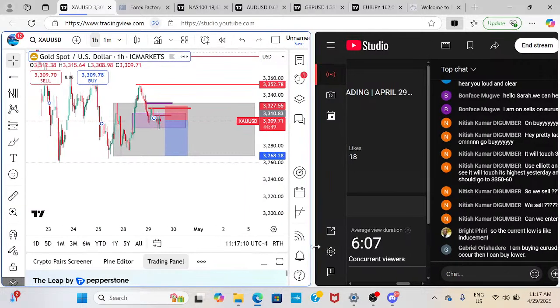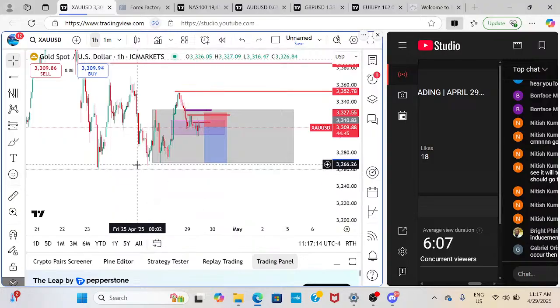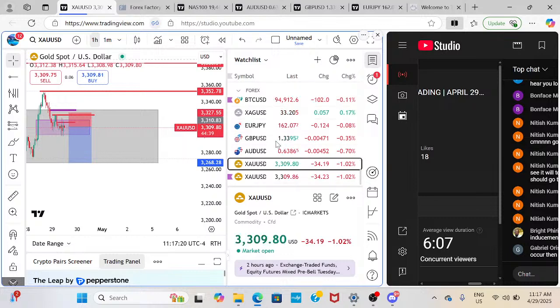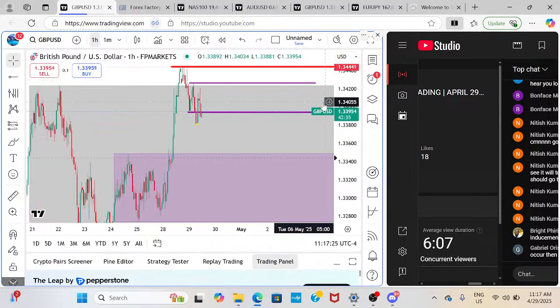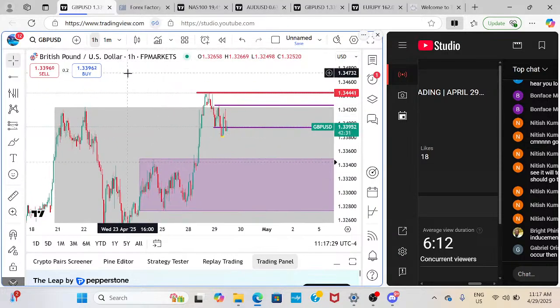So the current looks like inducement. Yeah, pretty much. Okay, so that's on gold. We'll review this later on and see how it played out. Okay, now let's go and check out GBP/USD.